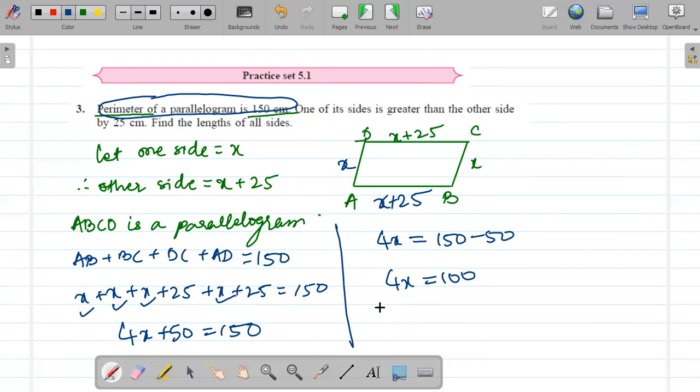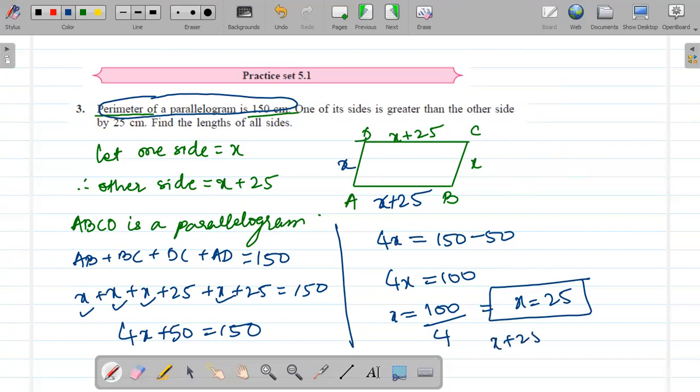Right? And what will x equal to? 100 divided by 4, which is equal to 25. So that's one side. And now we have to find the other side. What will be the other side? The other side is x plus 25. So that will be 25 plus 25. That gives us the other side to be 50.